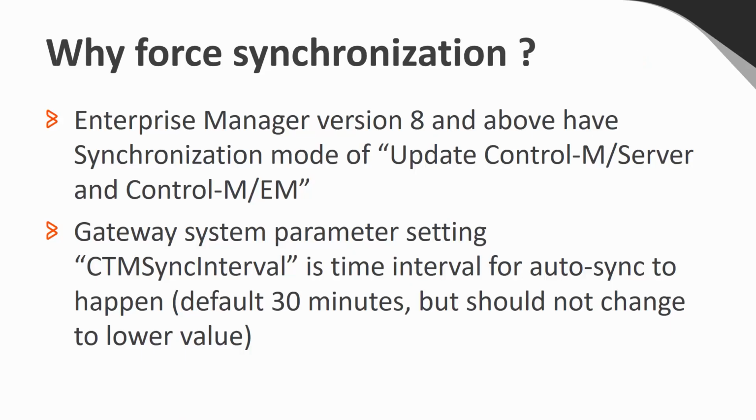Enterprise manager version 8 and above have auto synchronization mode enabled with default interval of every 30 minutes. But this setting should not be changed to lower value. For some reason that the auto synchronization doesn't happen on time or there is any urgency to get the updated jobs into the control M server, there is a command to force the synchronization immediately.